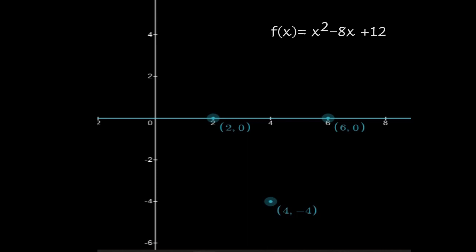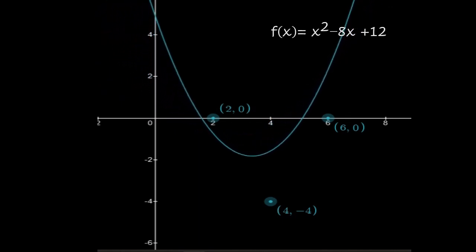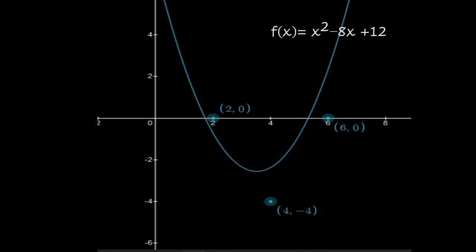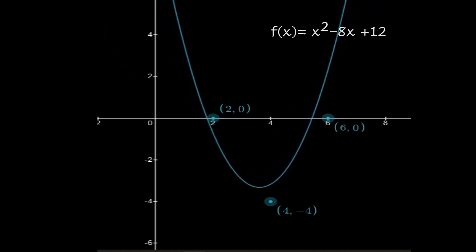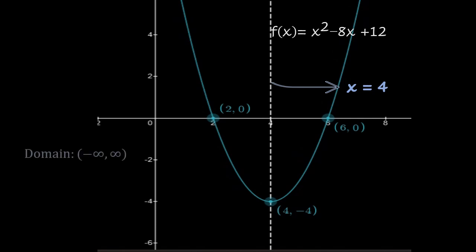Let's graph it. Now don't forget, the axis of symmetry is x equals 4. Now the domain is negative infinity to positive infinity, and the range is closed at negative 4 and goes to positive infinity.